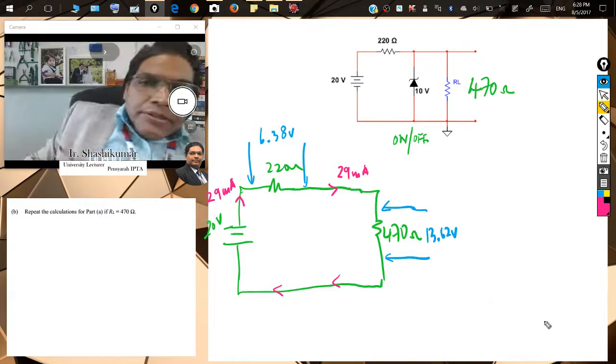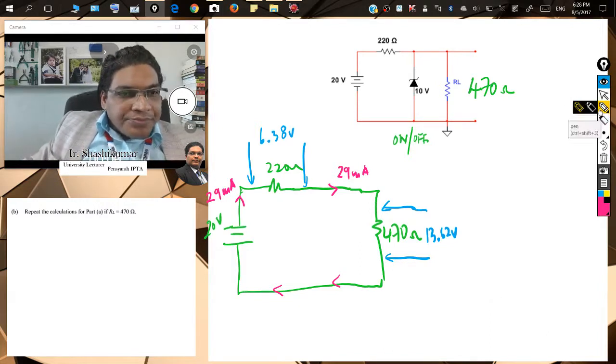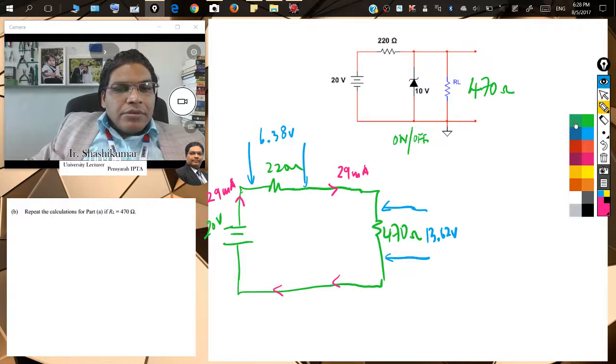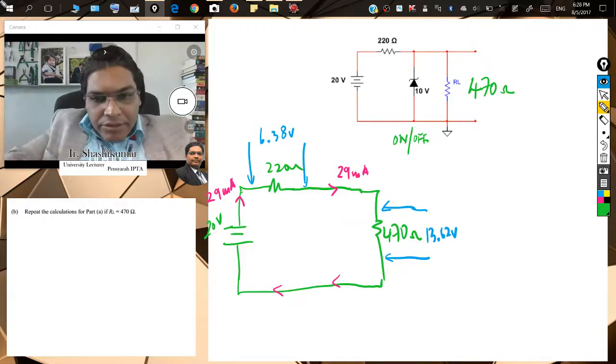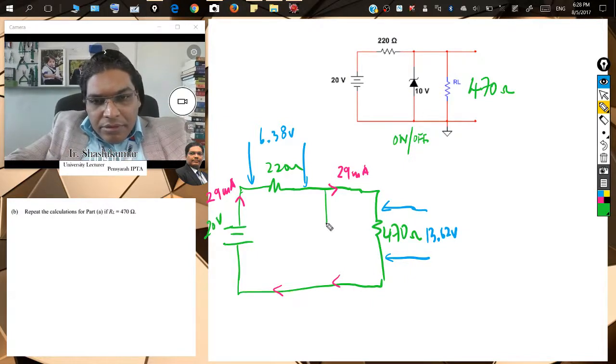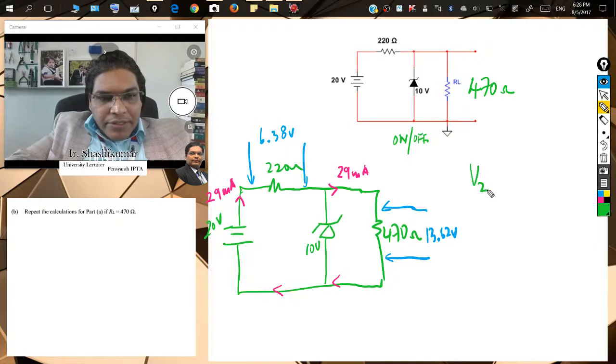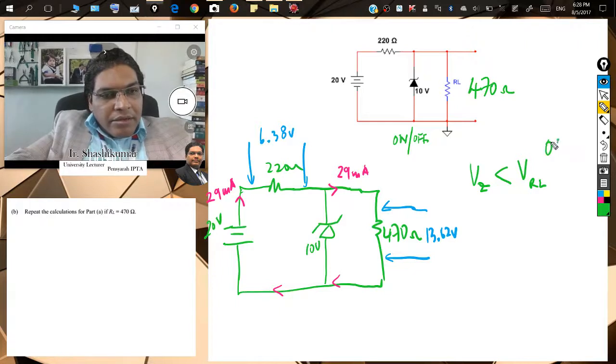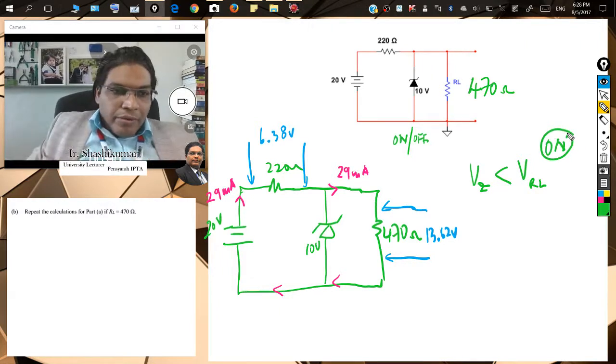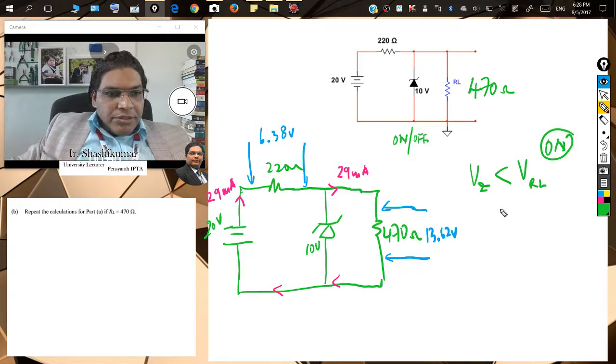Now the next step is placing the Zener diode itself in the circuit. So now you place the 10 volt Zener diode in the circuit, and we want to know whether it is on or off. There's a requirement: Vz should be smaller than VRL, then the Zener diode is on. Otherwise, if it's not satisfying this equation, then the Zener diode is in the off condition.